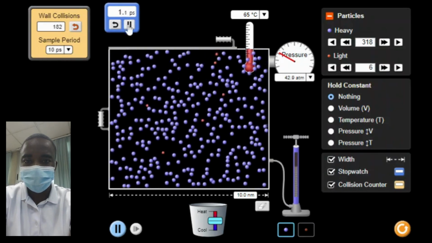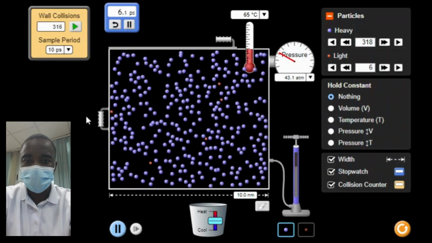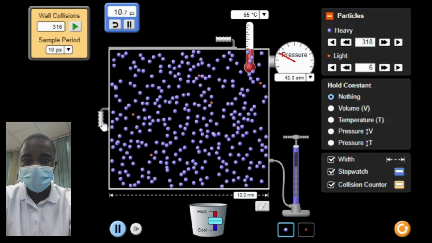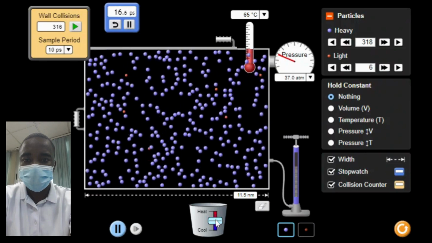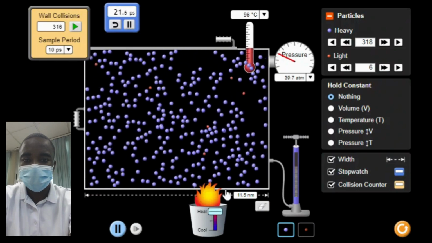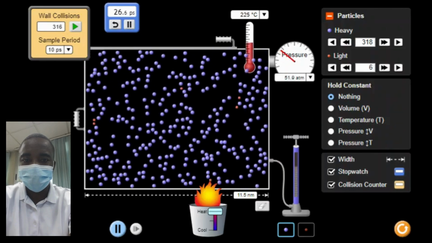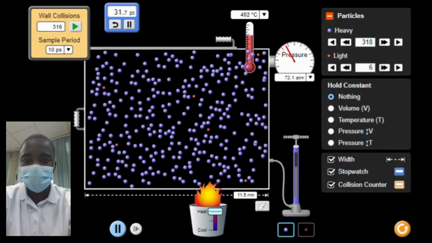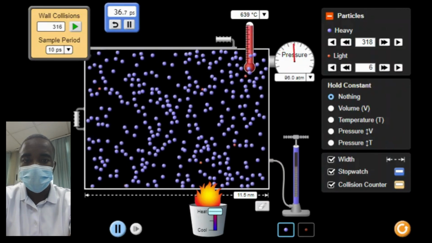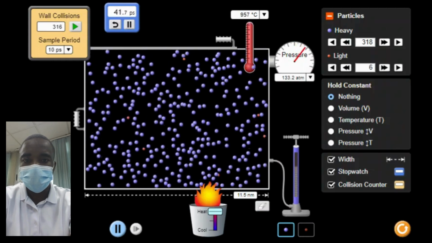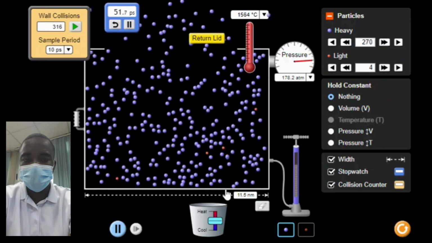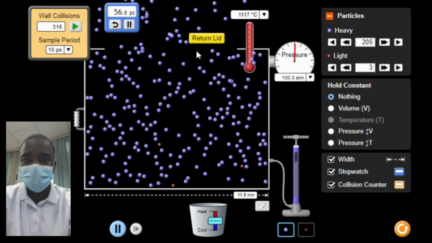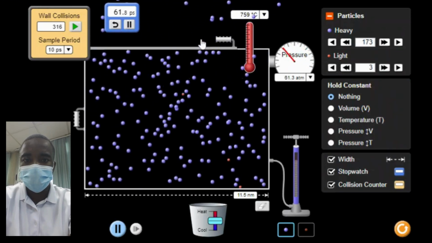Students can also change the volume of the container and add or remove heat to observe the effects on the gas. By compressing or expanding the gas, students can see how the pressure and temperature change. Adding heat to the gas increases its temperature and pressure, while removing heat decreases its temperature and pressure. This interactive feature helps students understand the principles of gas laws, including Boyle's law, Charles's law, and Gay-Lussac's law.